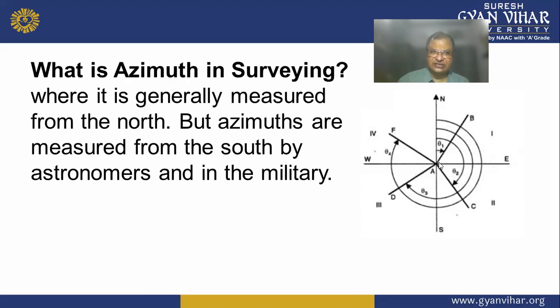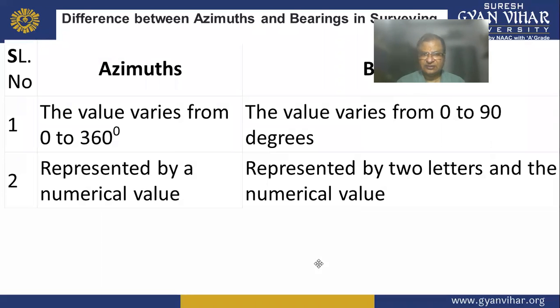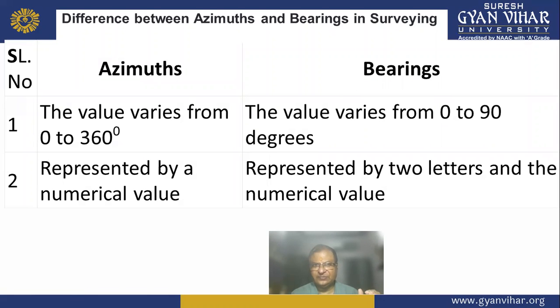Where it is generally measured from the north, but azimuths are measured from the south by astronomers and the military. Now, azimuth and bearing: the difference between azimuth and bearing in surveying. The value of azimuth varies from 0 to 360 degrees. In azimuth, you can calculate 0 to 360 degrees. But the value of bearing varies from 0 to 90 degrees.